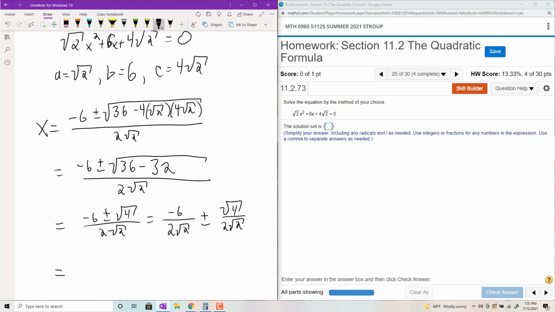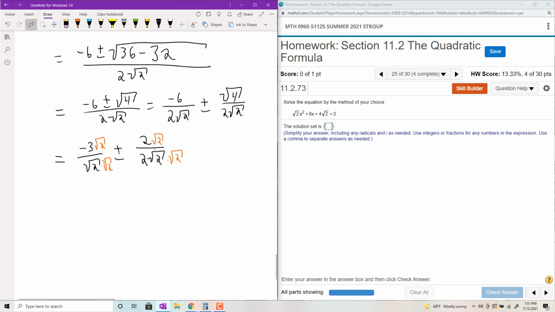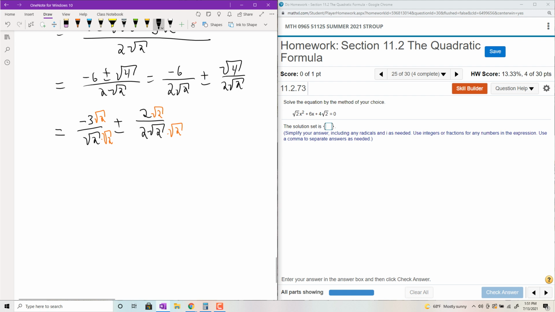Then I got to rationalize and simplify. Right now it's negative 3 all over root 2 for the first guy, and then 2 all over 2 root 2 for the second. I got to rationalize still. Root 2 on this guy, top and bottom, and root 2 on this guy, top and bottom. Alright, so I got negative 3 root 2 all over root 4, which is 2, plus or minus 2 root 2 all over 2 root 4, which is the same as 2.